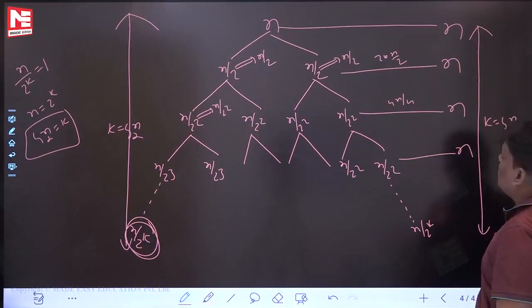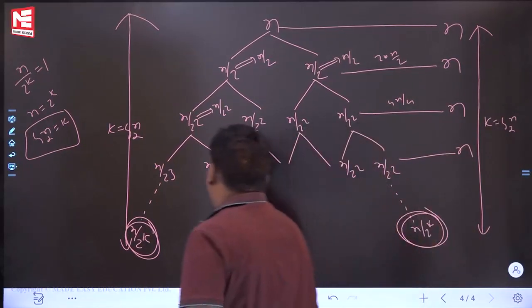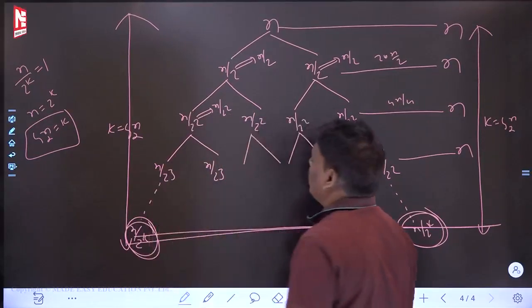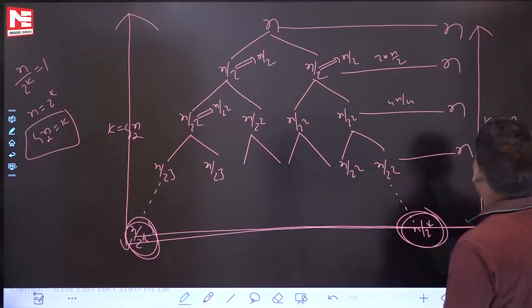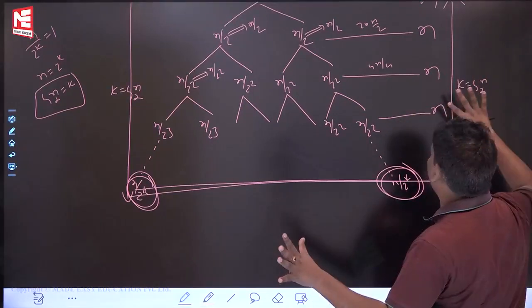Left height, right height, same or different? Both are same, because left is also divided by 2, right is also divided by 2. Left height, right height same. Can you say left height is log n base 2, right height is log n base 2? So left height and right height are both equal, that's okay, fine.